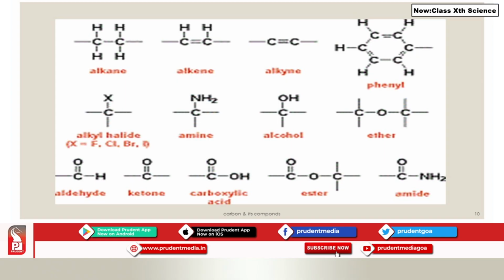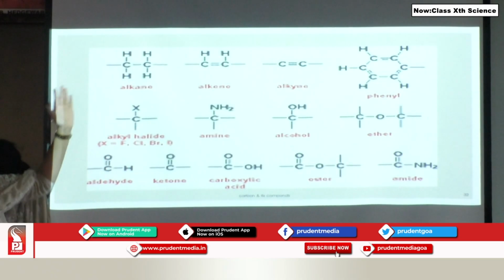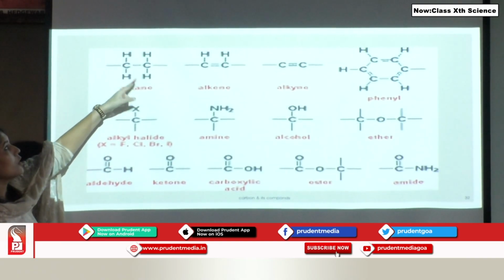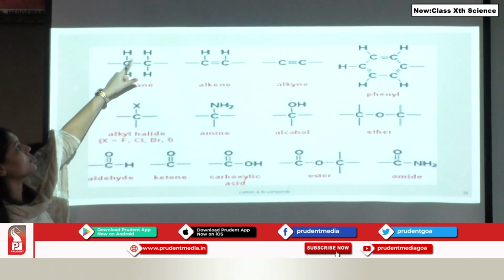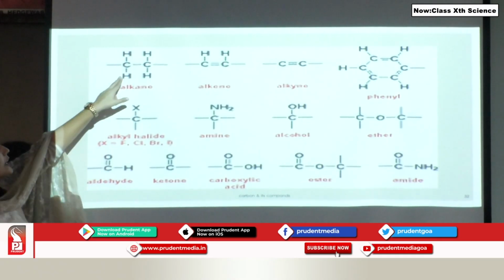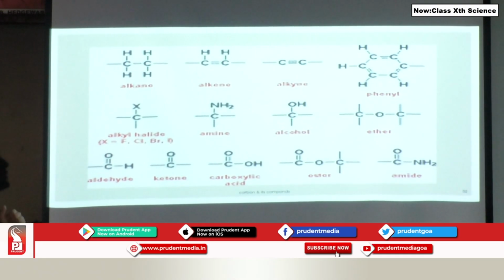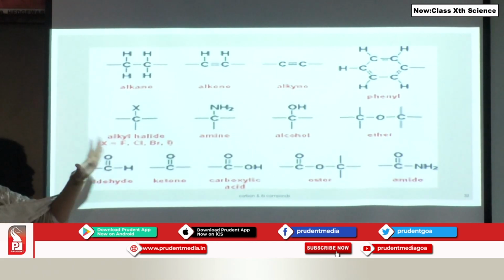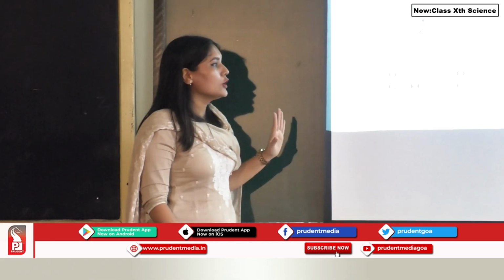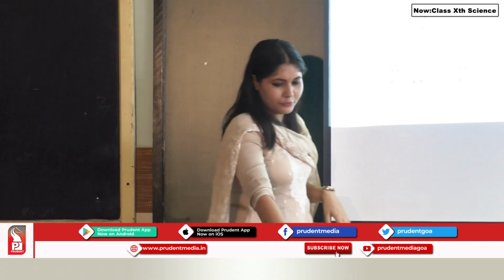So you can see there are various compounds over here which are being shown. Over here you can see a carbon. This is an alkane which has 4 hydrogen atoms linked to it. If any one of the hydrogens is replaced by any other atom, we will call it a heteroatom. These are a few examples of the functional groups which we have already done before.